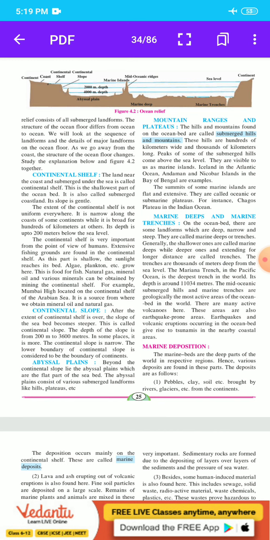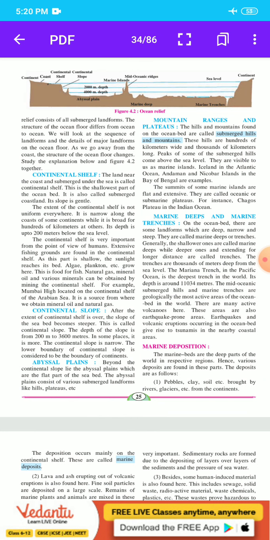What is meant by continental shelf? The land near the coast and submerged under the sea is called the continental shelf. And what is meant by continental slope? After the extent of the continental shelf is over, the slope of the seabed becomes steeper. This is called the continental slope. This is the difference between the continental shelf and the continental slope. You see it in figure 4.2.